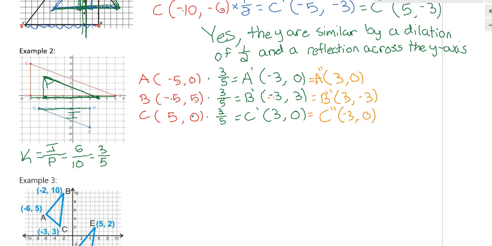So let's see what that did. So I have 3, 0, that goes to here. 3, negative 3, so 3, negative 3, goes to there. And then negative 3, 0 goes here. And so that was our rotation.